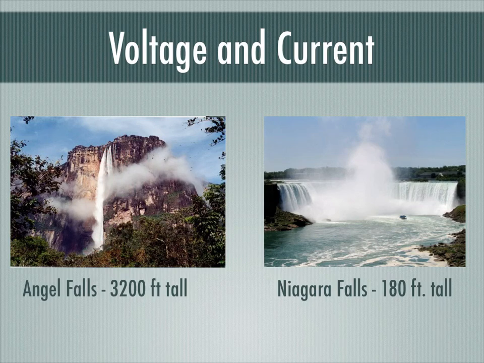For the Van de Graaff, lots of voltage available to move charges, lots of energy, not many charges to move. And Niagara Falls is like my wall socket. Relatively speaking, not as much energy to move charges, but incredible amounts of charge available to be moved. So we would say Angel Falls is a high voltage, low current device, like a Van de Graaff generator, and we'd say Niagara Falls is a low voltage, high current device, which would be like the wall socket.